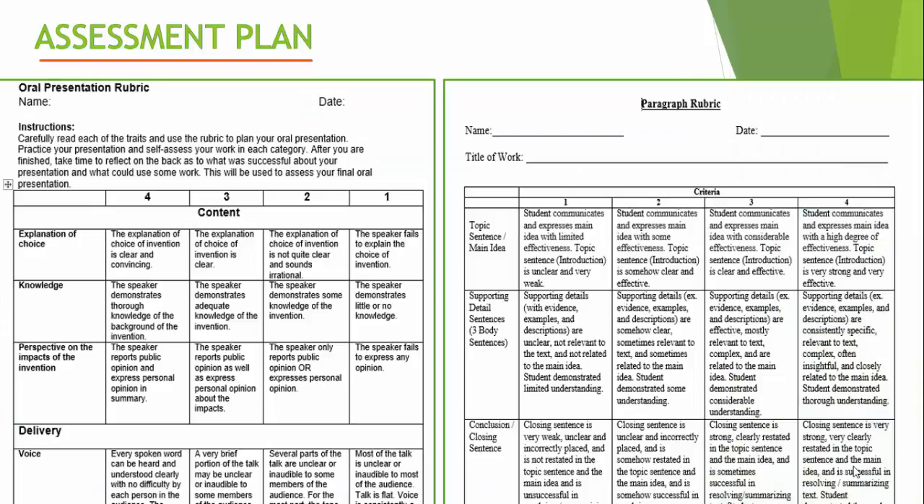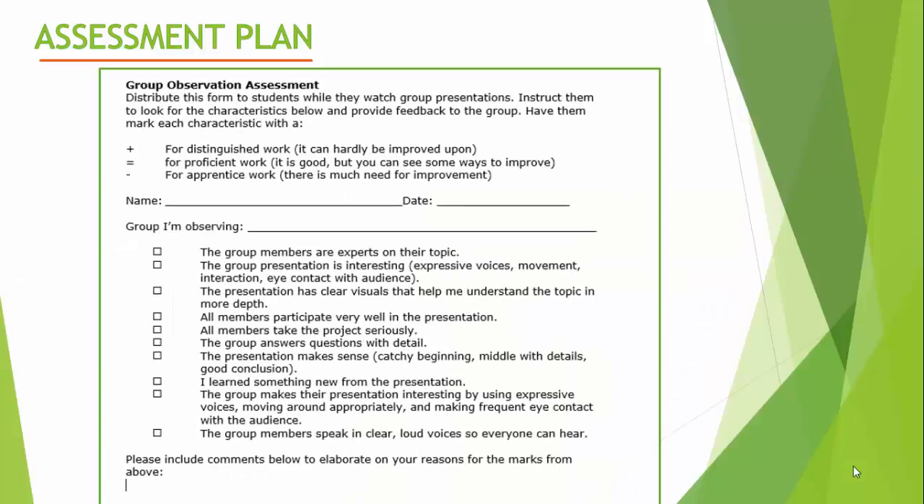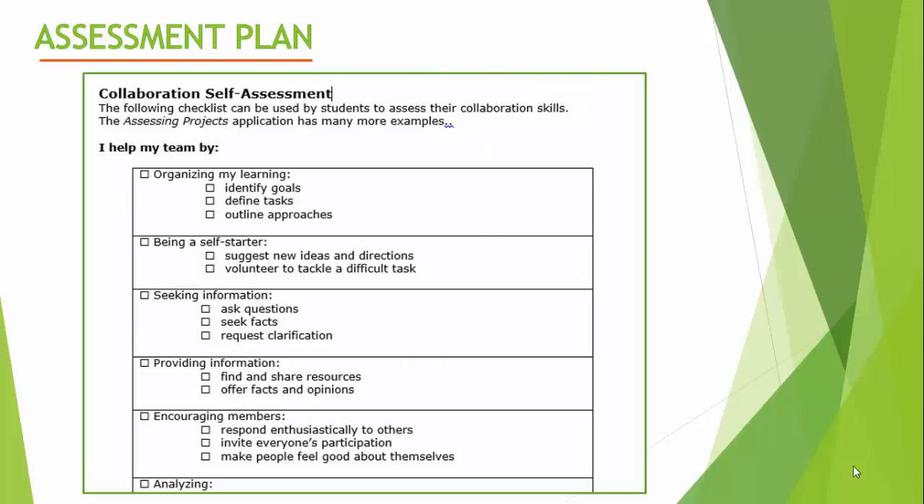Besides, I'll give them the paragraph writing rubric and presentation rubric to help them monitor their work on reflection writing and oral presentation. When my students work on the presentation project, they will use the group observation checklist to assess other groups' performance. And after the presentation, I will provide them the collaboration self-assessment to help them assess their own collaboration skills.